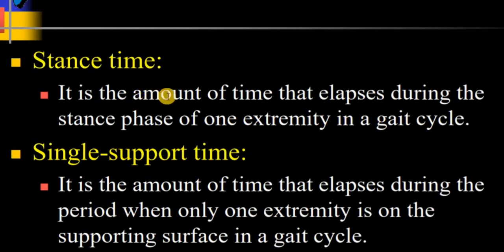First, the stance time. It is the amount of time that elapses during the stance phase of one extremity in the gait cycle. That is, the amount of time required for the stance phase of only one limb in the gait cycle. Okay. Then the single support time. It is the amount of time required during the period when only one extremity is on the supporting surface, while the other extremity is in the air in a gait cycle. Okay, that is single support time.